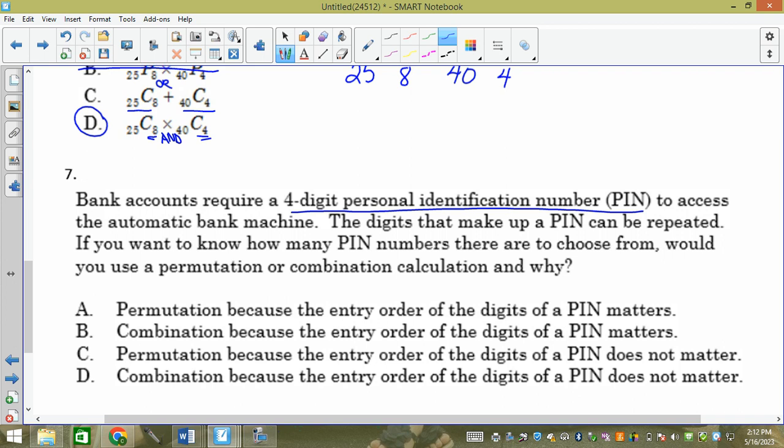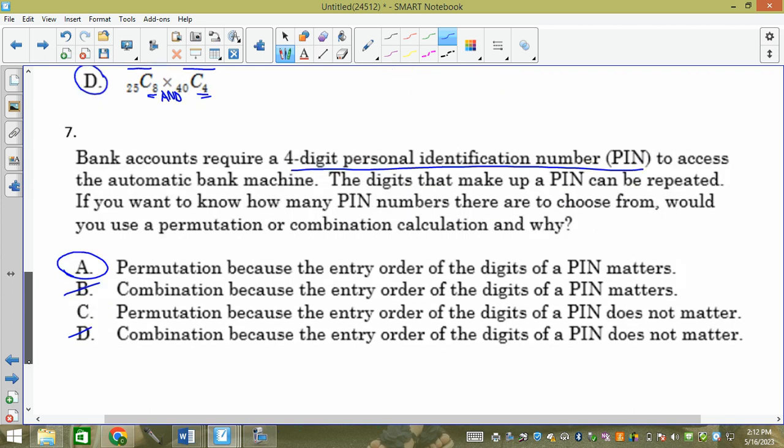So we have a 4-digit personal identification number to access the automatic bank machine. The digits that make up a PIN can be repeated. If you want to know how many PIN numbers there are to choose from, would you use a permutation or a combination calculation, and why? Why is it a perm? Because order matters. If your code is 1, 2, 3, 4, are you getting in with 4, 3, 2, 1? No. So it's a perm because the entry order of the digits of the PIN matters.